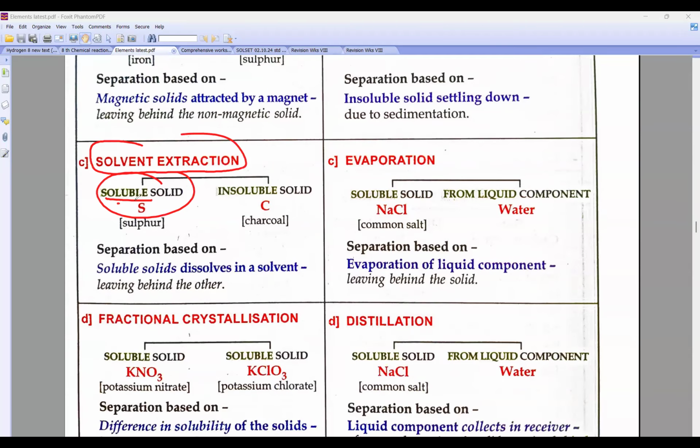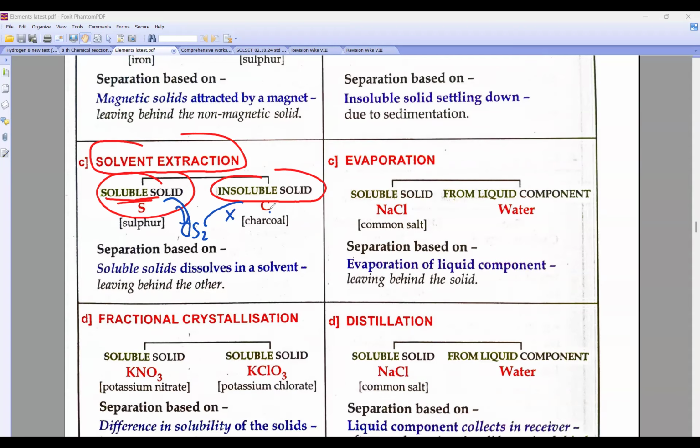One will be soluble and another will be insoluble. For that, I have to use a specific solvent. Now, what I'm going to do, I'm going to take carbon disulfide. Sulfur is soluble in it, but carbon is not. So what will happen? All my sulfur will dissolve in this, and carbon will not dissolve in it.